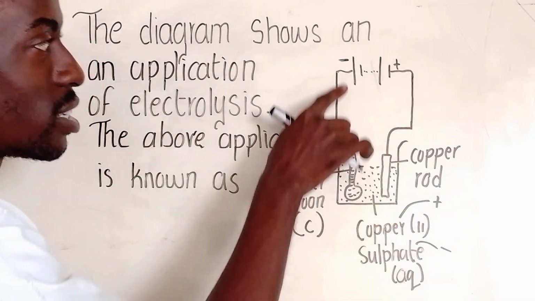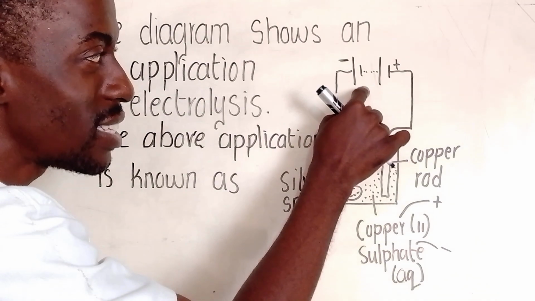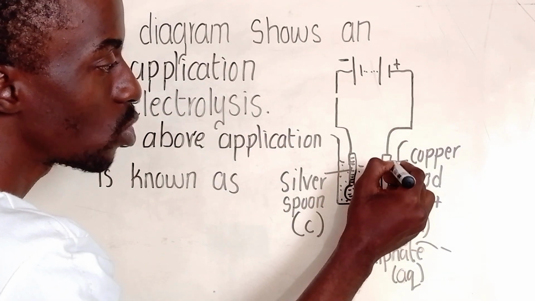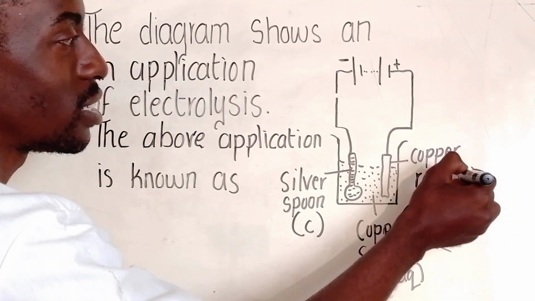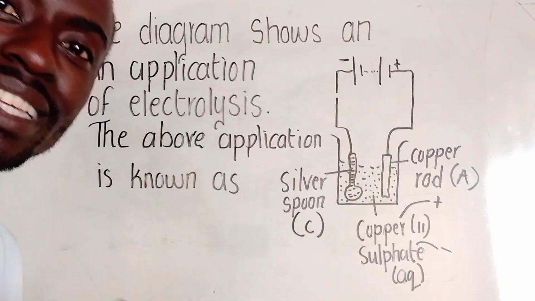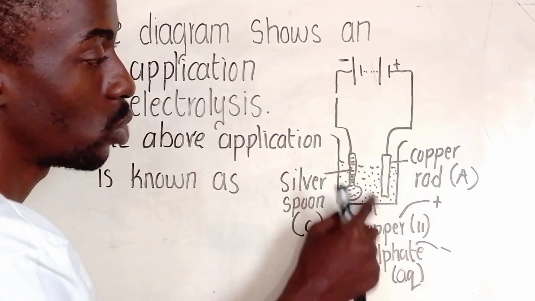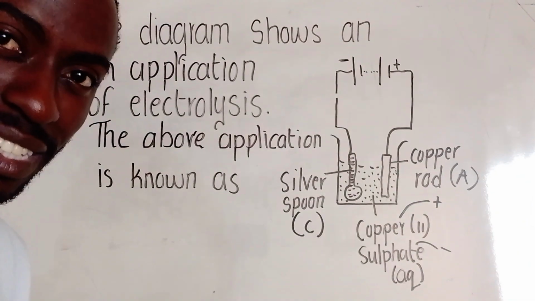Now the cathode is receiving the negative charges from the batteries. So if this is the cathode, then the copper rod will be the anode, which is receiving the positive charges. Now there are two things here: the aqueous solution here, and again we are given the plates there. I hope you have seen the difference here.